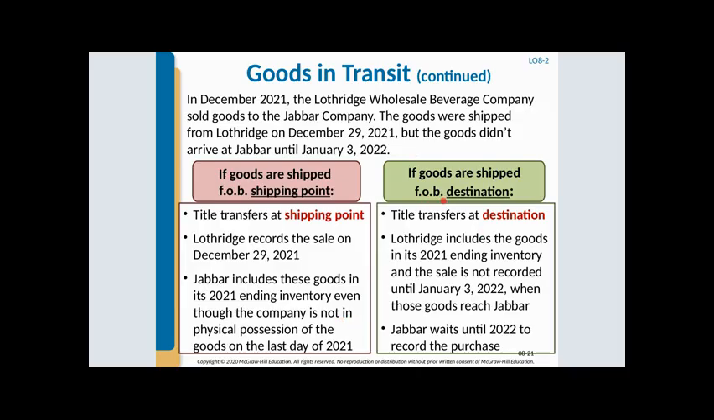If it's FOB destination, that means that the title doesn't transfer until it reaches Jabbar's warehouse, right? So in that case, while in transit, Lothridge still owns this inventory. So Lothridge will still include that inventory balance on their balance sheet, and they will actually not transfer it until the following year, 2022.